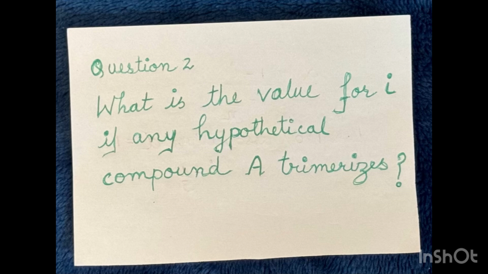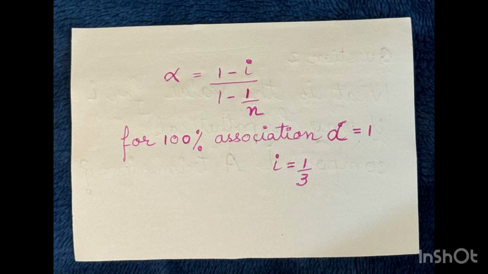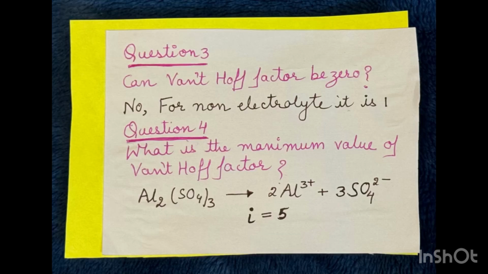Question 2: i for a hypothetical compound A that trimerizes. Tri means 3. Now the answer will be by using the formula for 100% association, alpha is equal to 1, so i will come out to be 1 by 3. Now let us go to question number 3. Can the Van't Hoff factor be 0? No, for a non-electrolyte it is 1.